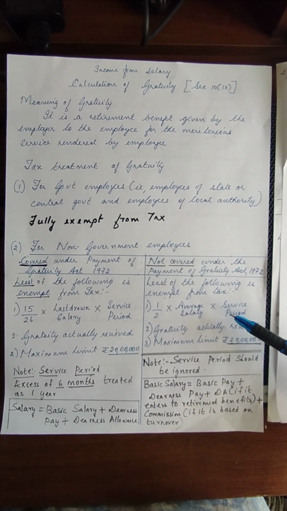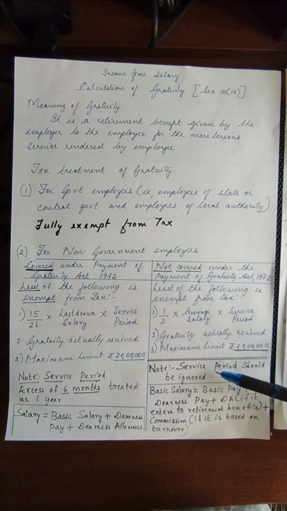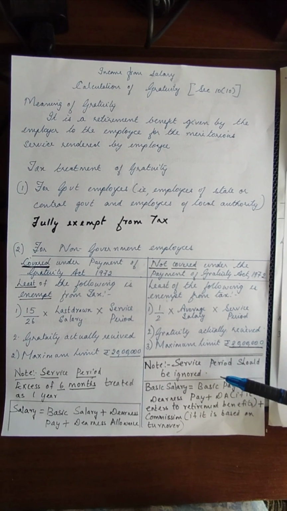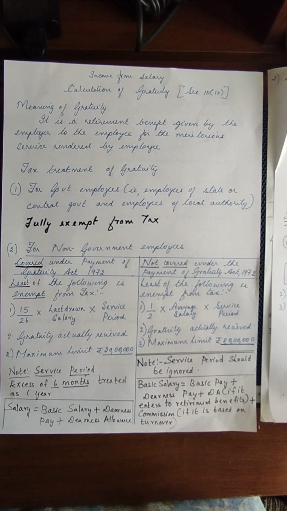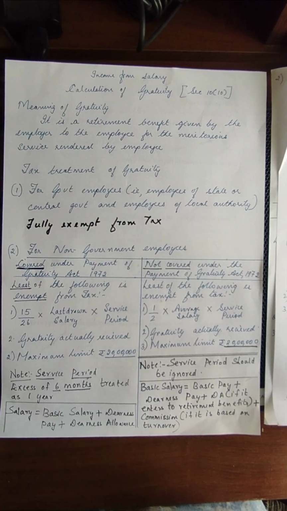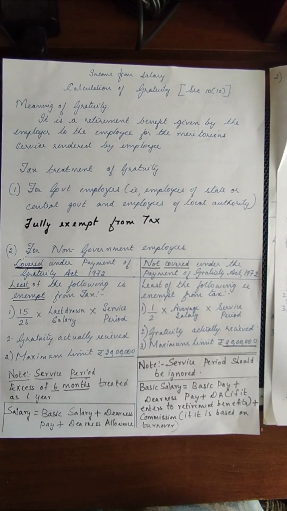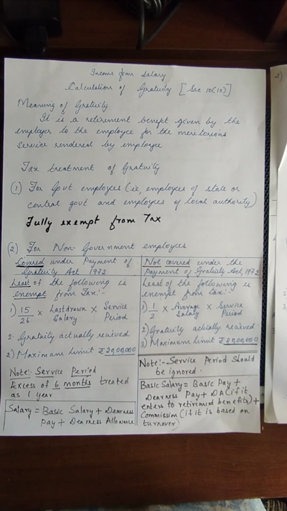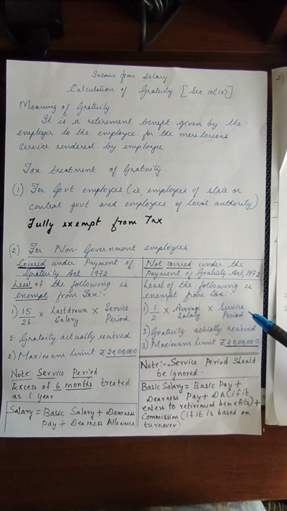So here, when you see the service period, I've written that the service period should be ignored. That means the fractions. For example, if an employee has worked for 55 years and 5 months, or even 6 months, you're not going to consider that 5 months or even that 6 months. Completely, you'll just take that 55 years as it is given. So the fractions of the service period will be ignored.